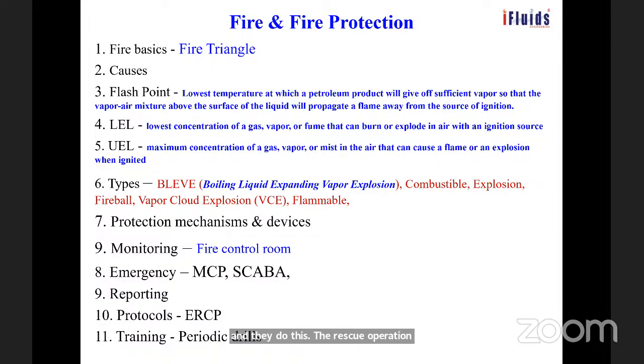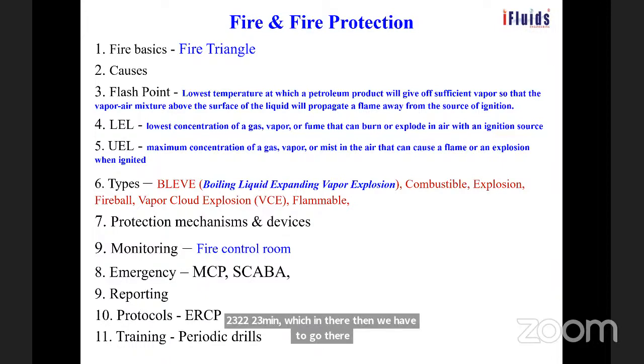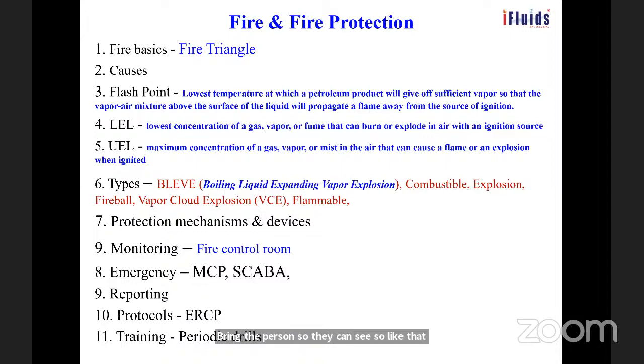Everything goes there, and they visit the plants also, and they do the rescue operation. MCP is a manual call point. SCBA is the emergency air cylinder. In case they want to rescue a person where there is a hydrocarbon or any toxic gas, they can wear this breathing apparatus, go there and rescue the person. The time limit is maybe about 20 to 25 minutes. Within that time, they have to go there and bring the person out, so they can save them. So there are methods available, and they are trained for that.